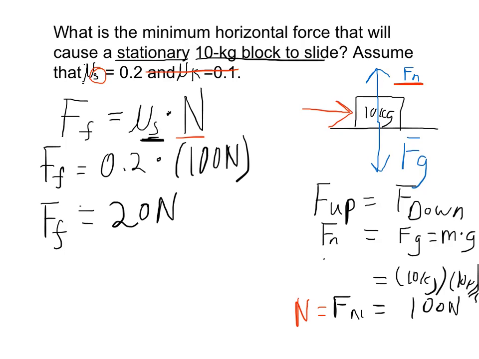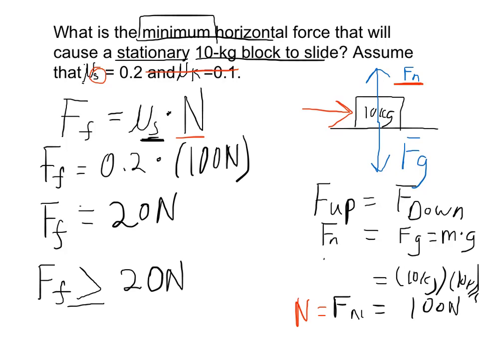Now this question was asked in a really convenient way. It says, what is the minimum horizontal force to start something moving? So the minimum means you can just say, oh, well, it has to be at least 20. However, most problems will say, what force would start this box moving? And in that case, you have to set this up as an inequality. So instead of just saying it's equal to 20 newtons, you say any force bigger than or equal to 20 newtons will cause that box to move.